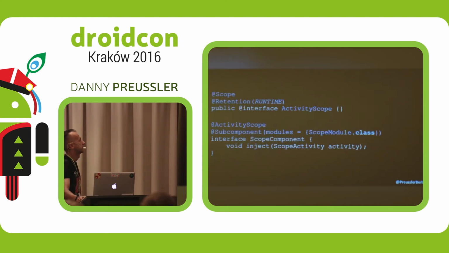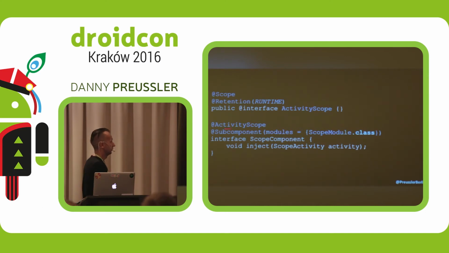So let's look at how Dagger does it. There is an @Scope annotation. Of course, there's one. You need this annotation with runtime retention and give it a name. ActivityScope is very common. So this basically defines an annotation.